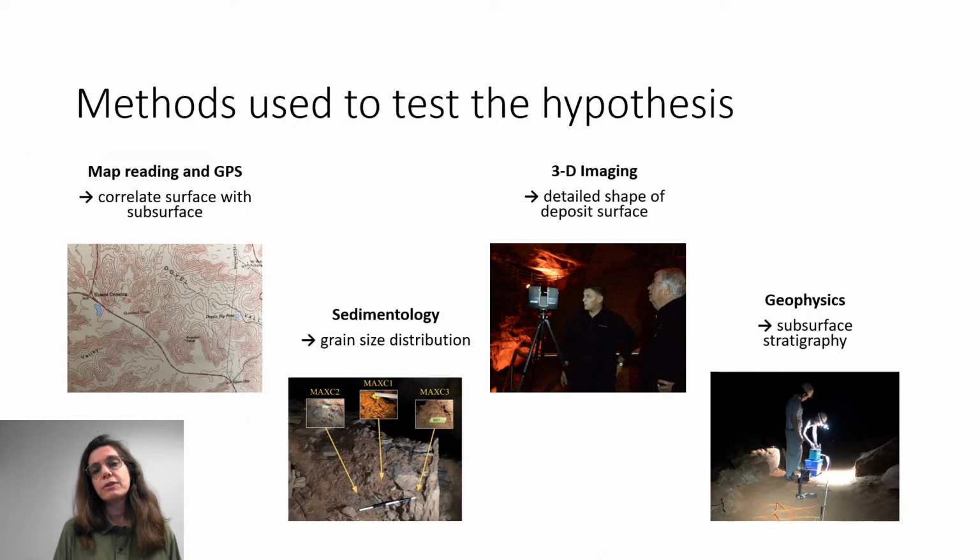So the methods we used to test our hypothesis about this resulting from a debris flow included map analysis, including surface maps and cave maps, sedimentology, 3D imaging of the pile, and then some near-surface geophysics to characterize the subsurface.